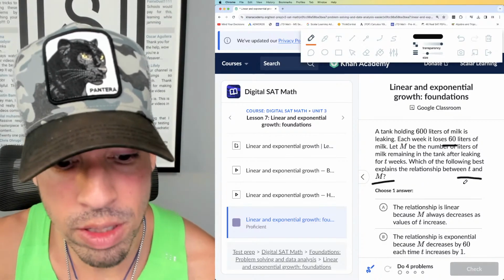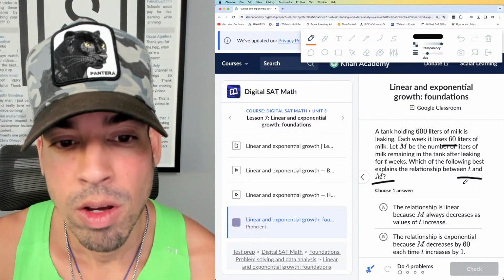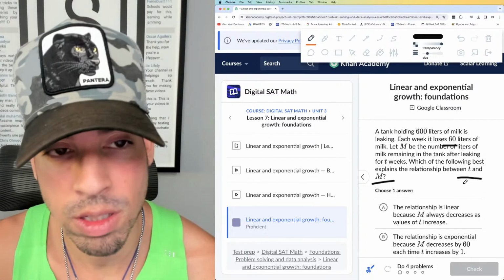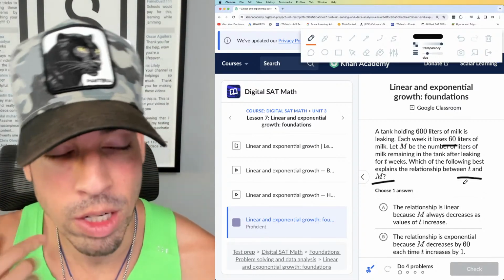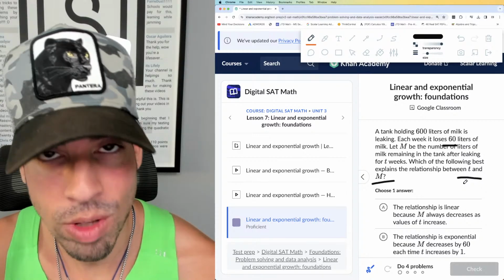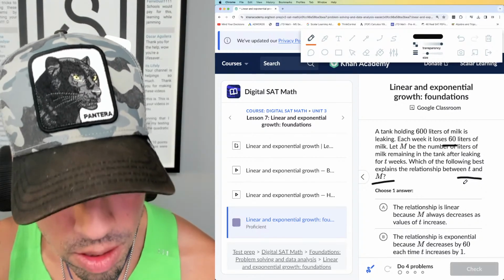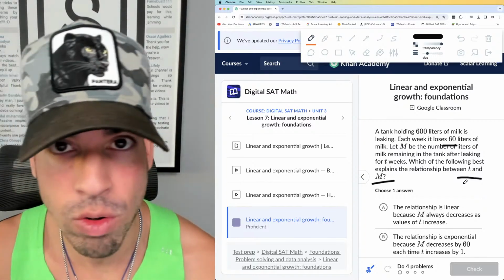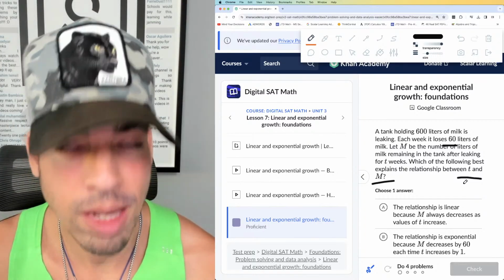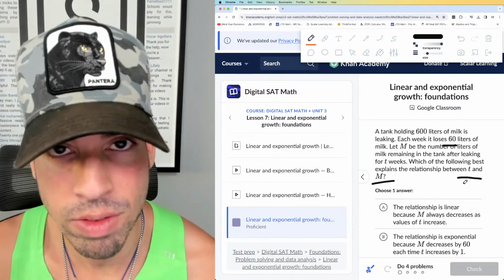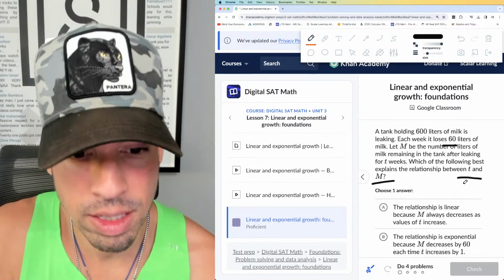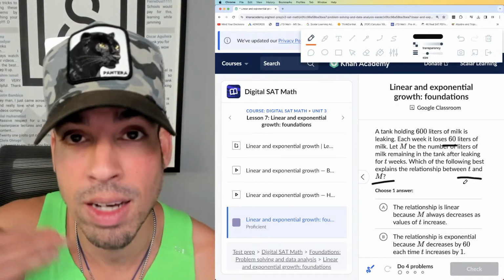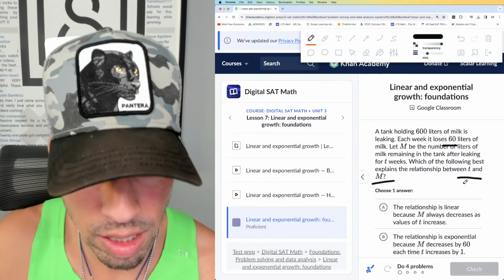So before we even go into this, what we're doing in linear and exponential, usually comparing or deciding, is this modeling linear or exponential growth. The key is with linear growth, the rate of change is constant. So whether you're losing or gaining, whether you're growing or declining, it's by the same amount every same period of time. In this case, it's per week, but you're losing constantly 60 per week. So this looks like linear.